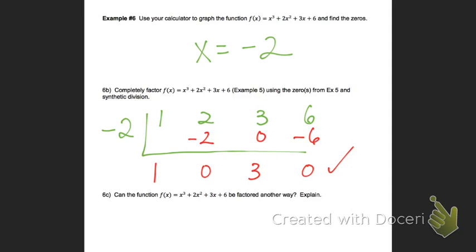It's an x squared equation, right? So we've got 1x squared plus 0x plus 3. But I don't really need that 0x in there. So I just have x squared plus 3. I can't factor that anymore. So what's the completely factored form? X plus 2, x squared plus 3.